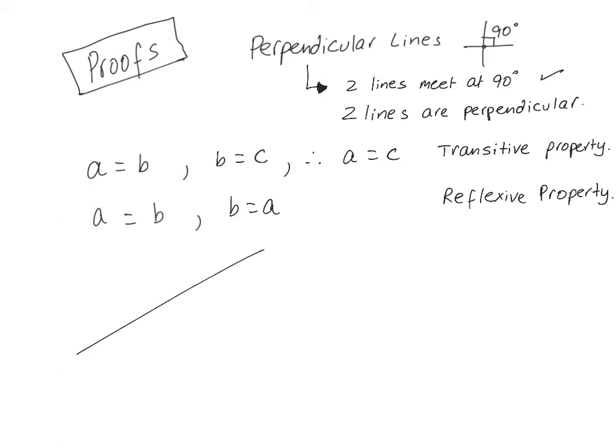Then we have a few other pieces of information. Any straight line has a 180-degree angle, right? Angles on a straight line add to 180. This also happens to be the supplementary angles.